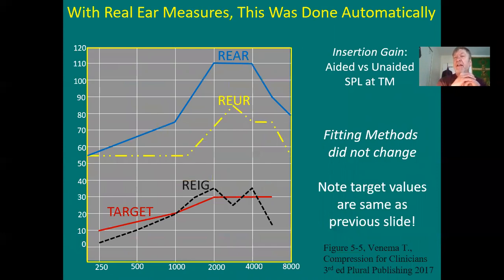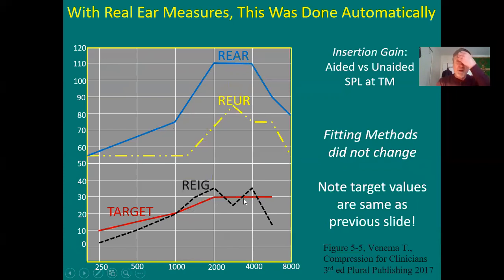Insertion gain. Aided versus unaided SPL at the drum. You could plug your nose and say it, aided versus unaided SPL at the TM. Okay, because it was measured non-behaviorally. All they did was stick a tube in the guy's ear, measure his unaided response, hold the tube nicely in place in the real ear, put a hearing aid in place, measure it again, and the difference between the two is real ear insertion gain.